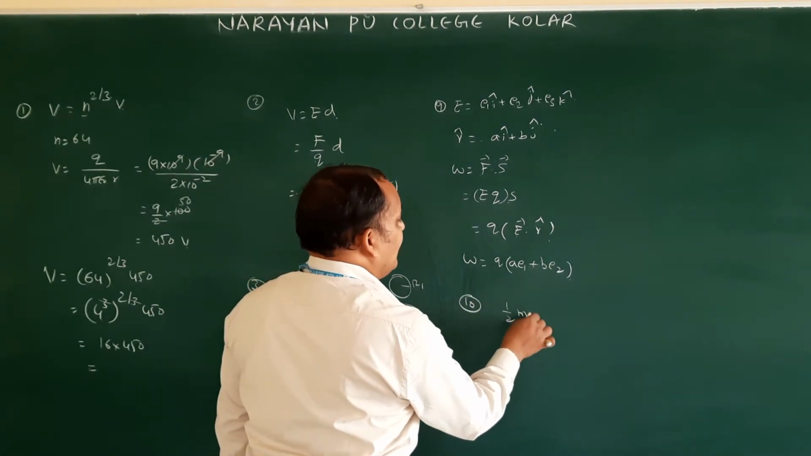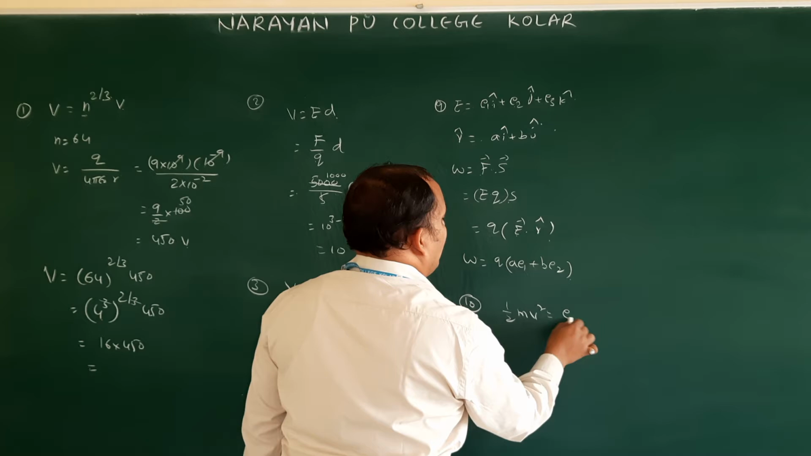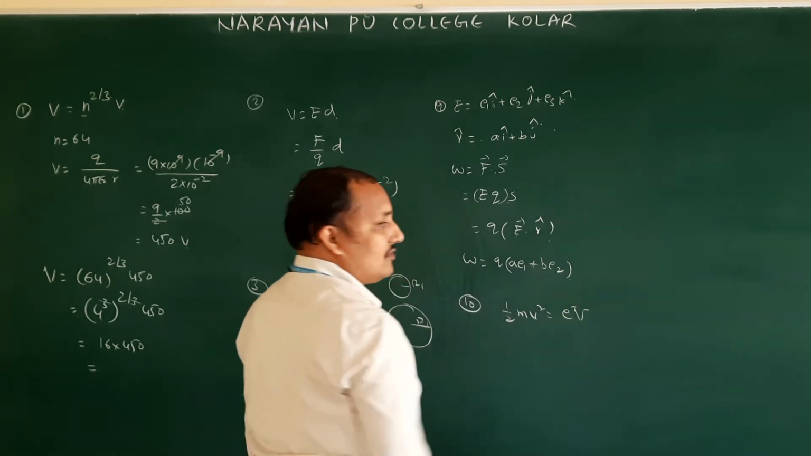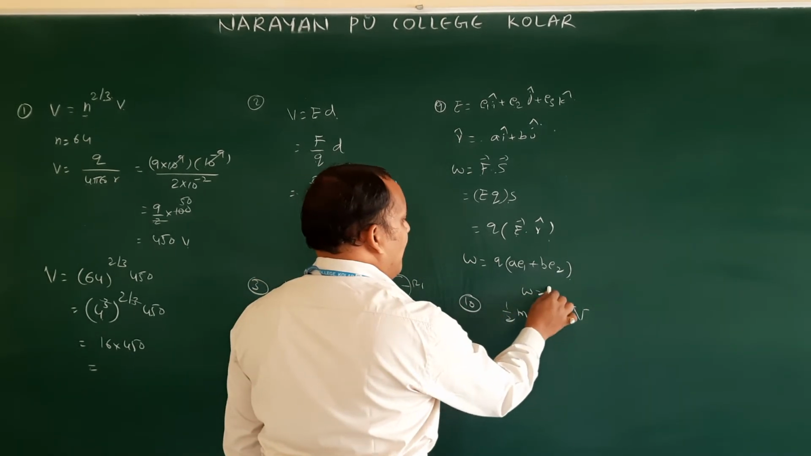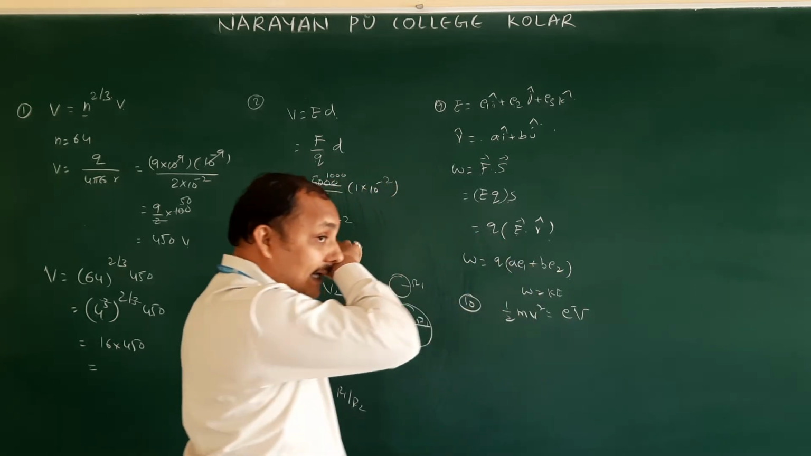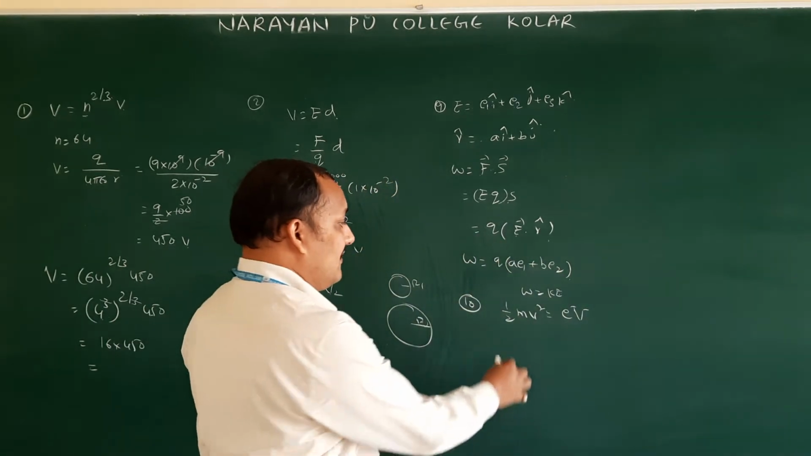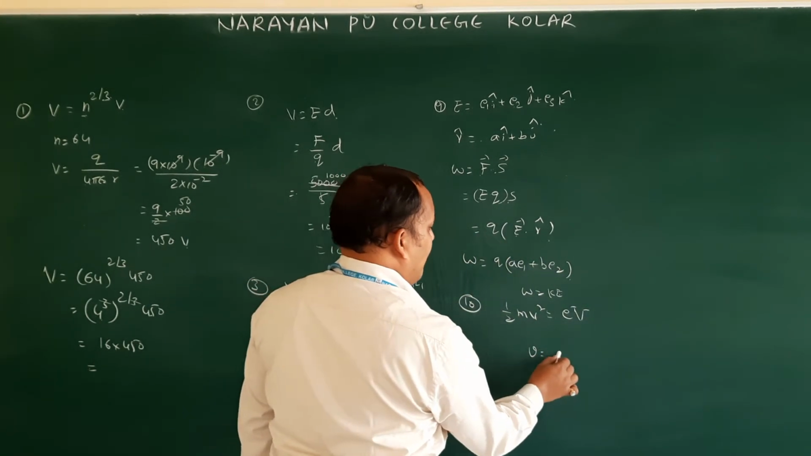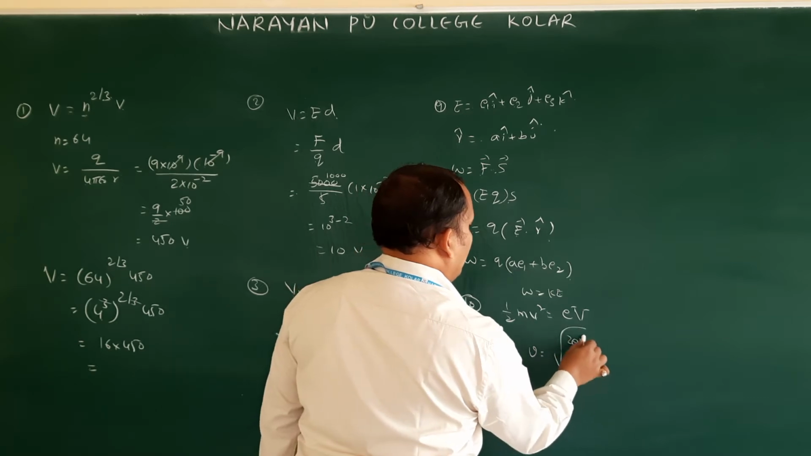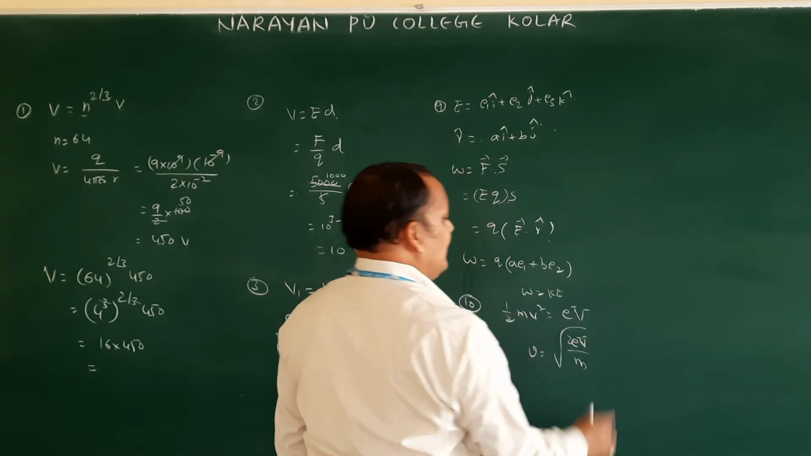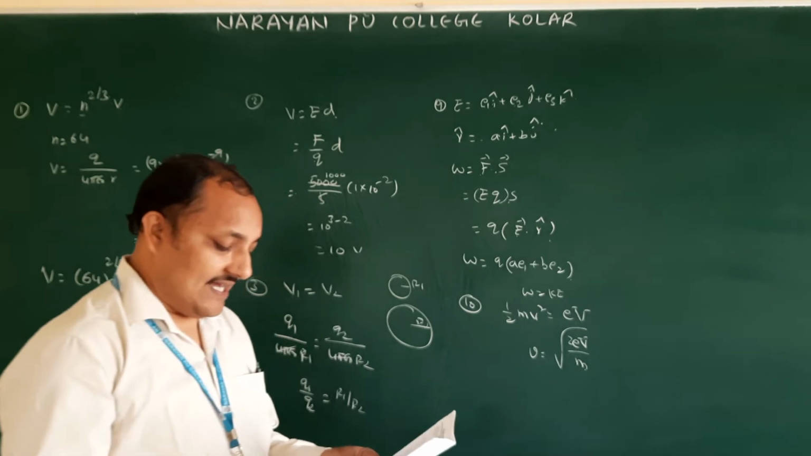Final speed means it is gaining kinetic energy. So work done W is equal to the change in kinetic energy. Work-energy theorem, in our first period. So v is equal to root 2eV by m, where V is the potential. That is the direct formula.